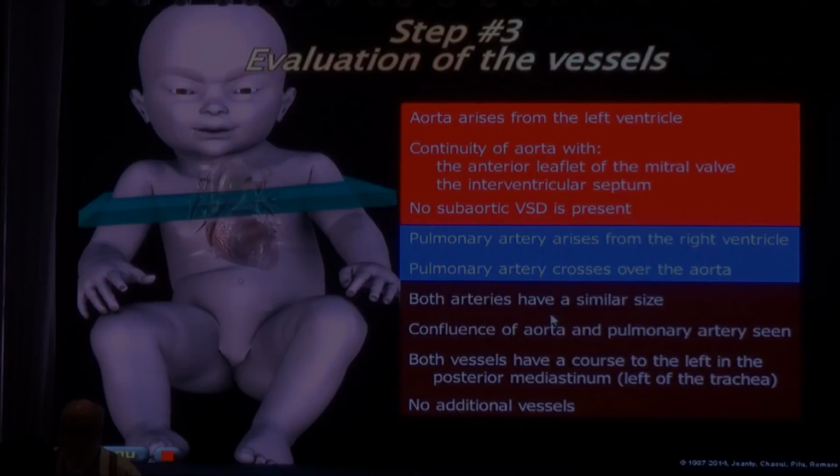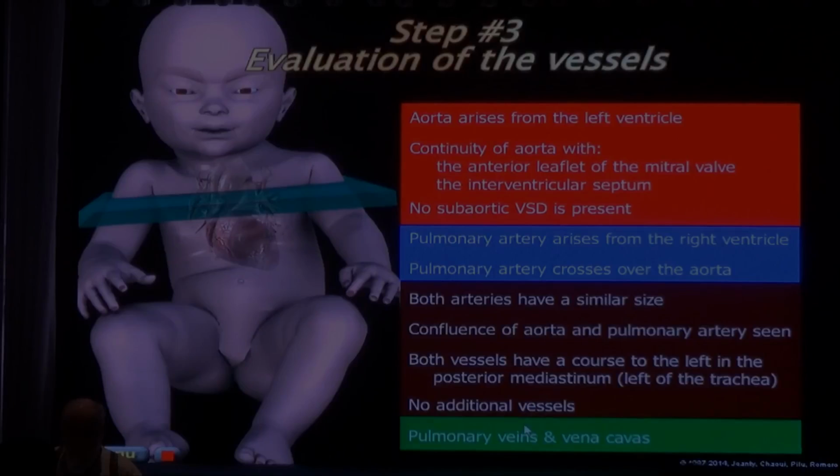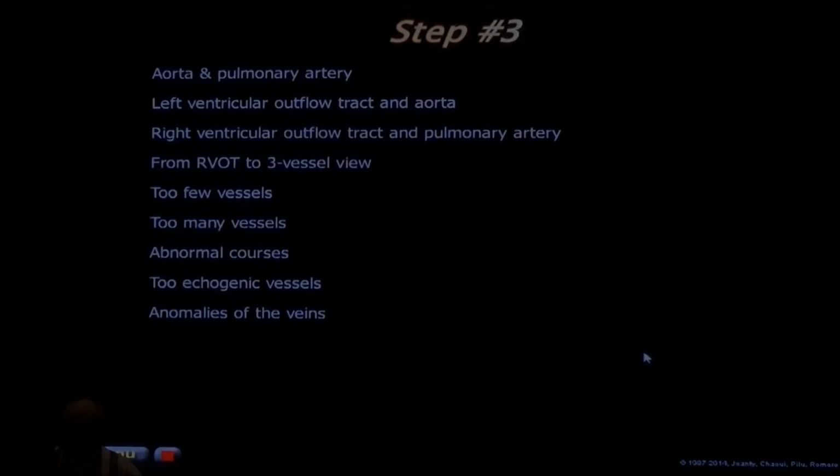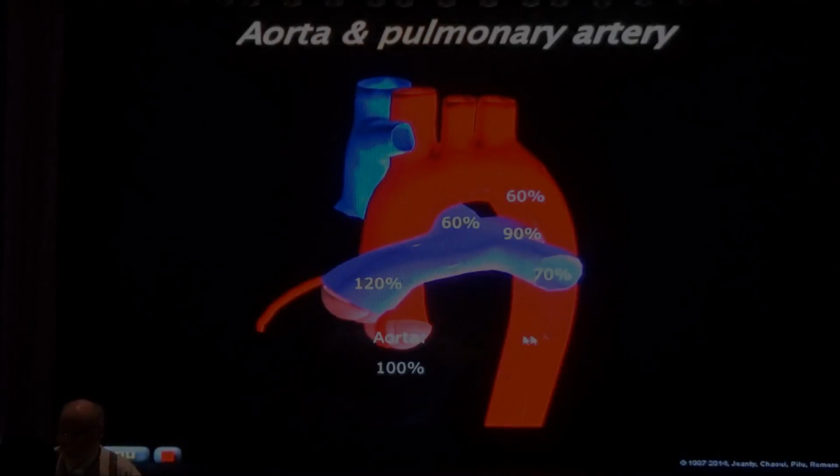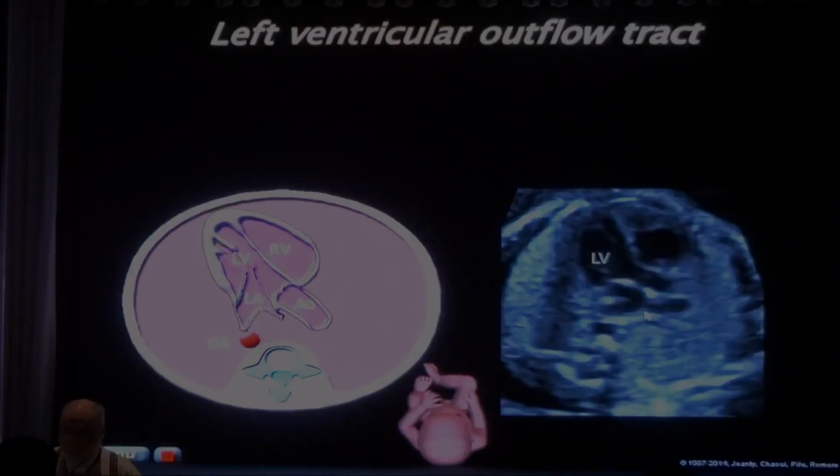Then we'll compare the one and the other. They have to have a similar size. You want to see the circumference of the aorta and the pulmonary, and that circumference has to be on the left side of the trachea in a posterior mediastinum, and there should be no extra vessels. And then we'll look at the veins, the pulmonary veins, and the systemic veins. So, if we take the aorta as the landmark at 100%, pulmonary can be up to 20% bigger. The other measurements are not very critical.